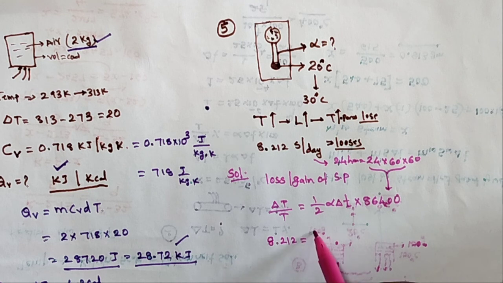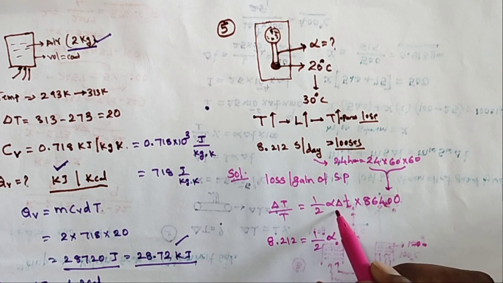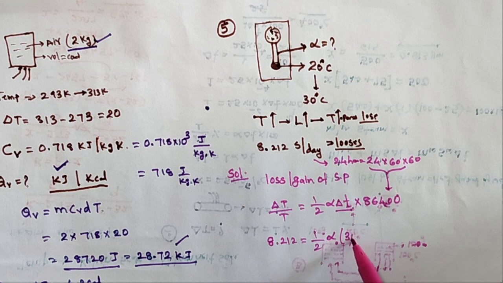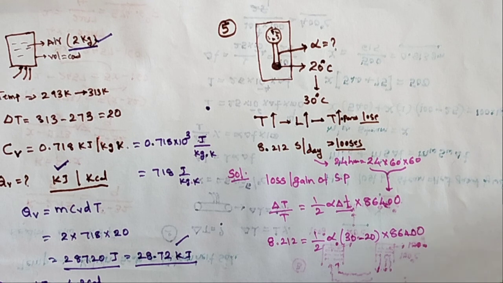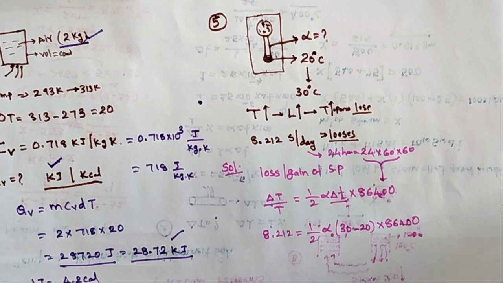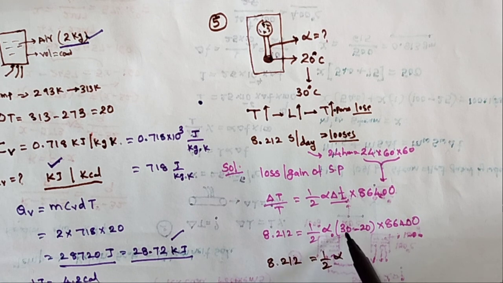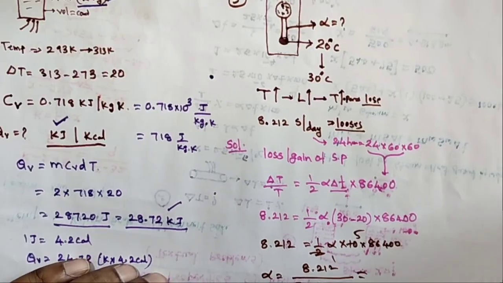8.212 is equal to 1 by 2. I don't know alpha. Delta T, the change in temperature, is 30 degrees minus 20 degrees, into 86400. So 8.212 is equal to 1 by 2 alpha, 30 minus 20 is 10, into 86400, 2 ones, 2 fives. What is the alpha value? 8.212 by 5 into 86400. Okay, so this is the alpha value.